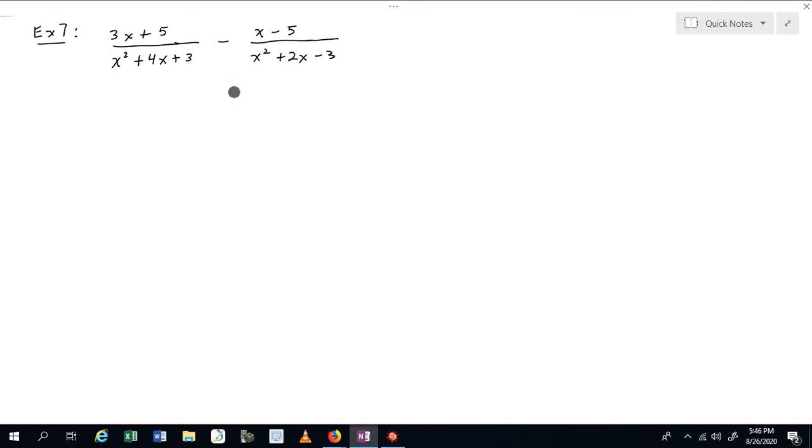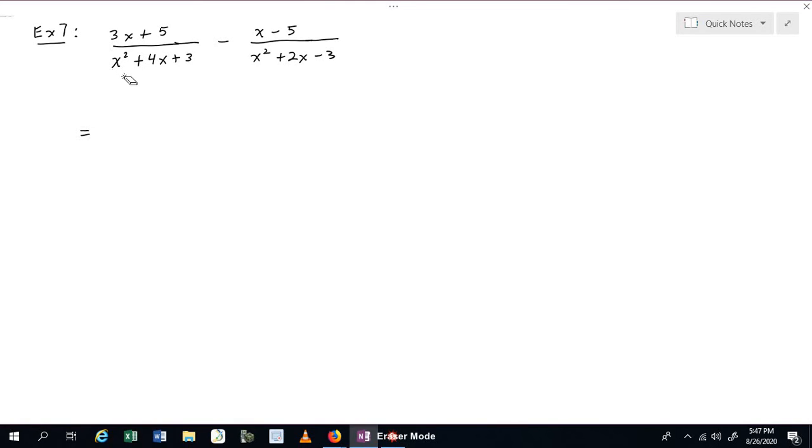Okay, so in this example, we're subtracting two rational expressions. Okay, this is a polynomial divided by another polynomial, so that's a rational expression, and this is also a rational expression, right? A polynomial divided by a polynomial. Okay, but notice the denominators are not the same, so we need to get the same denominator. And so the first thing we're going to do here is actually factor.